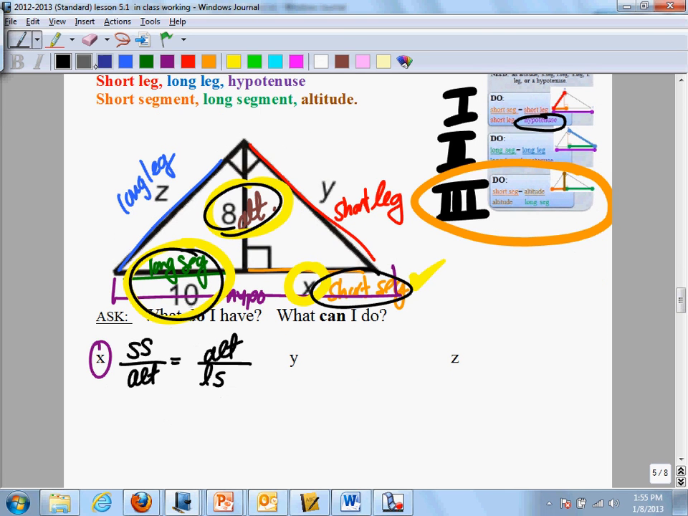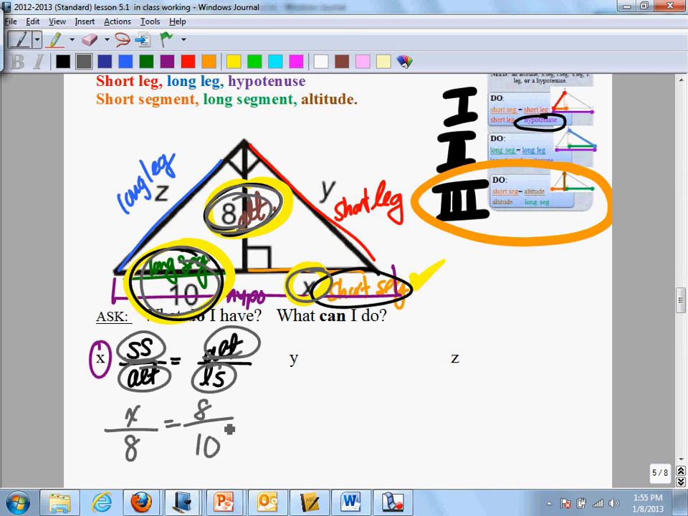Now we circle, plug, chug. Circle short segment, X. Plug it in with me. Circle, plug, chug. I lost 5 of you. Circle, plug, chug. Altitude, altitude, 8. Altitude, altitude, 8. Long seg, 10. When you have solved for X, raise your hand. I'll tell you if you're correct. Go on to rapid fire.